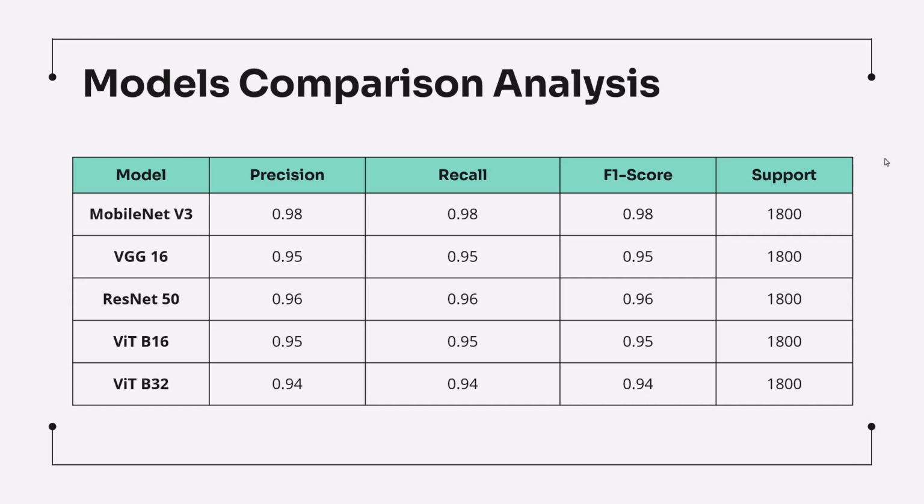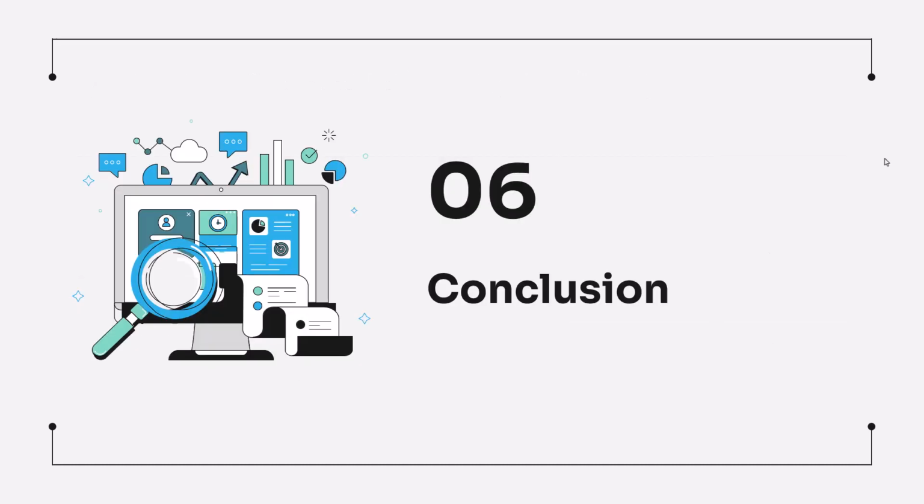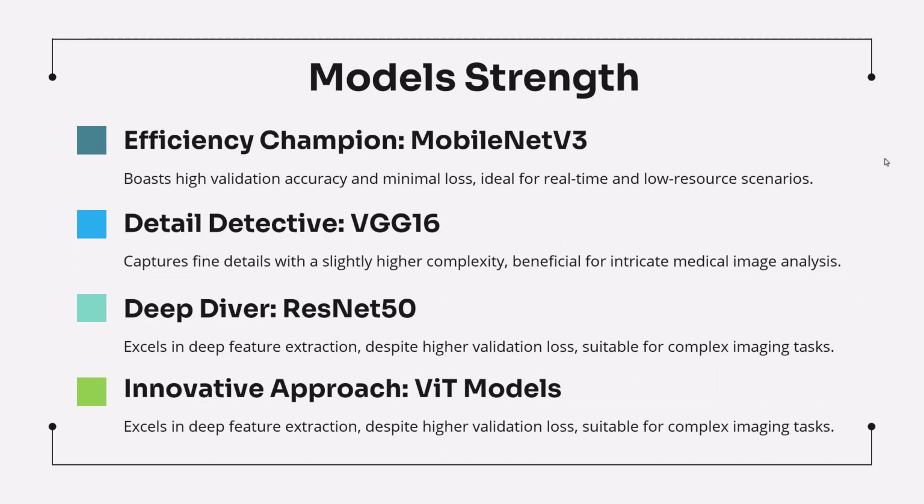Our favorite is the F1 score because it reflects balance. The F1 score closely matched precision and recall across all models, showing a balanced trade-off between the two measures. What's the conclusion here? Our conclusion is the efficiency champion is MobileNet V3. It boasted a high validation accuracy and minimal loss. It's ideal for real-time and low resource scenarios.